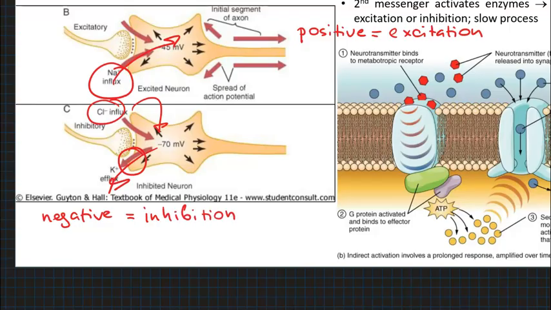Now, when you let potassium leave, does the cell become more positive or more negative? Positive charges are leaving the cell, so it becomes more negative. So, both chloride and potassium, if you bring chloride in or take potassium out, that will inhibit, that will make the cell more negative. Am I making sense with this?